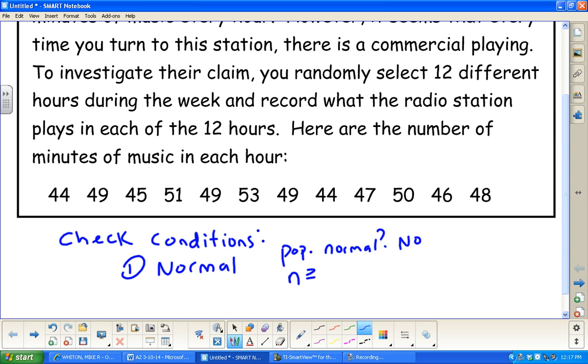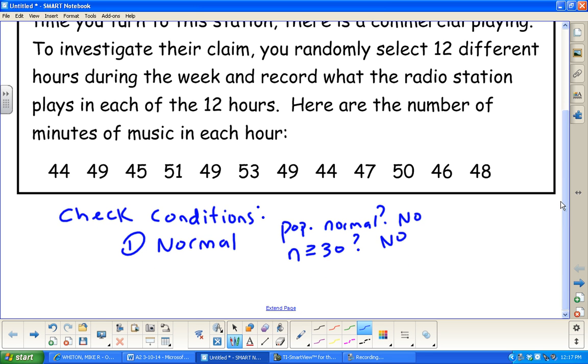The other option with means, remember the central limit theorem says that if the sample size is large enough, then it doesn't matter what the population is. And in our case, our sample size is only 12, so that's not met either. So our only other option is to plot our sample data and see if it looks approximately normal. So that's what we're going to have to go with.